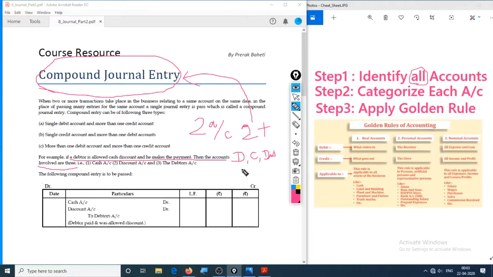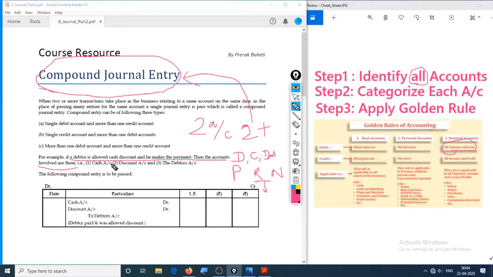The second step is to categorize each account. This one is debtor. Debtor is a personal account as it is a person. The second one is cash. It's a real account. And discount. Discount is an expense. It's a nominal account. So let's start with cash because it's the easiest one always.